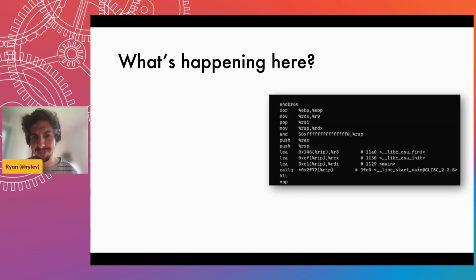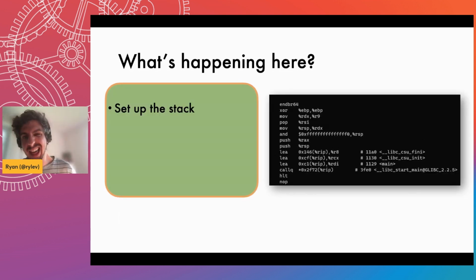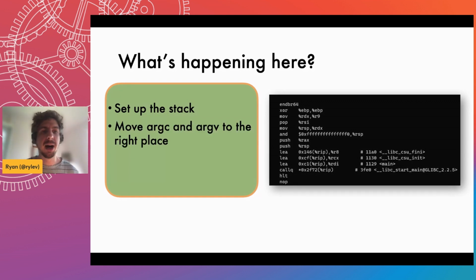Okay, so what is it doing here? Well, it's not that interesting. It's setting up the stack. If you know about the stack versus the heap, there are a couple of instructions you have to do to make the processor happy with your stack. It's moving argc and argv. Those are the arguments that you usually get in the main function, typically in C, for instance. Those are the command line arguments.